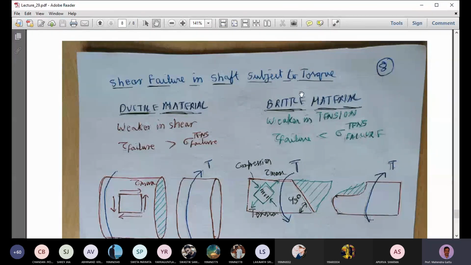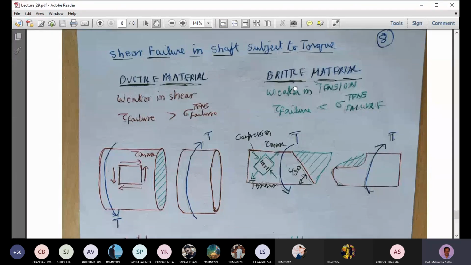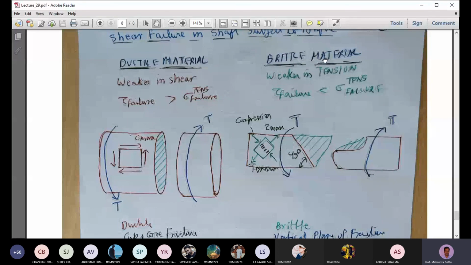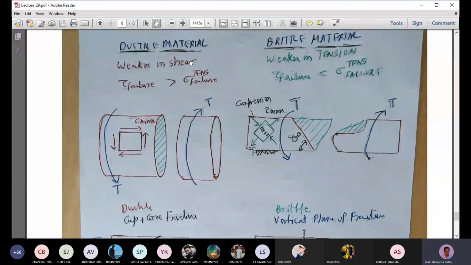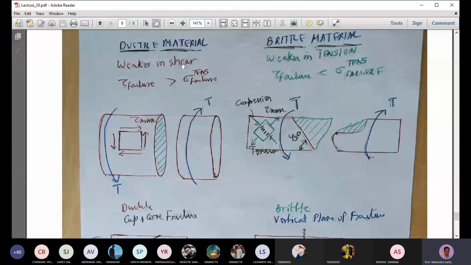Shear failure in a shaft subjected to torque. The chalk piece is a brittle material, and ductile materials are usually like steel. Brittle materials are weak in tension.